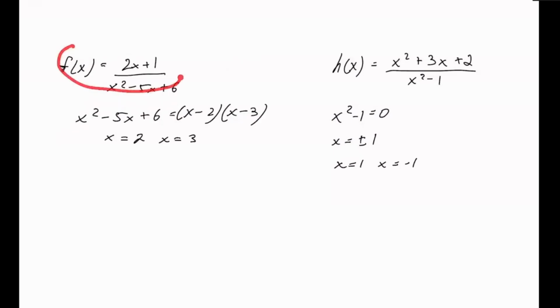Now, where is f of x equals 2x plus 1 over x squared minus 5x plus 6 continuous? First, let's factor the denominator. X squared minus 5x plus 6 equals x minus 2 times x minus 3. The denominator is 0 when x equals 2 and x equals 3. Therefore, f is continuous for all real numbers except x equals 2 and x equals 3.